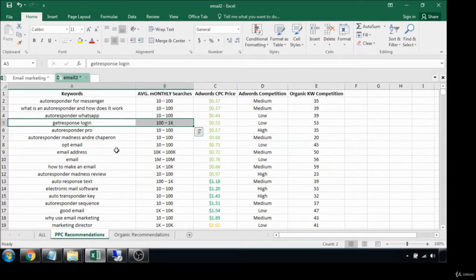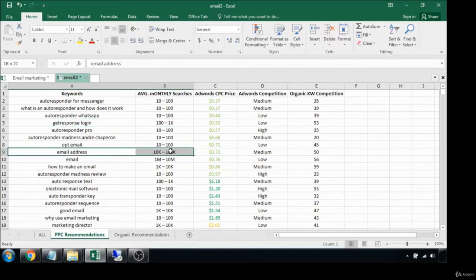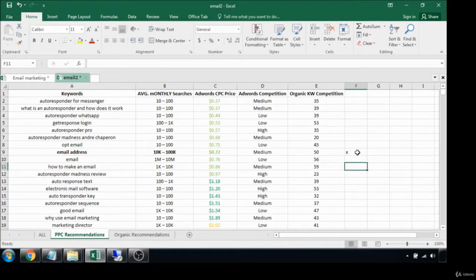So get response login, while it gets a lot of searches, that's not going to be very helpful to us at all. There's not a lot of content we could write around that, and obviously these people are just looking to log into their GetResponse accounts. There's not a lot of profitability there for us. Now, email address, there's some profitability. It's pretty wide open, but I guess there's some content that could be made around that. So that's a possibility. Really, I like to use these X's. That makes things a lot easier when we want to sort later.